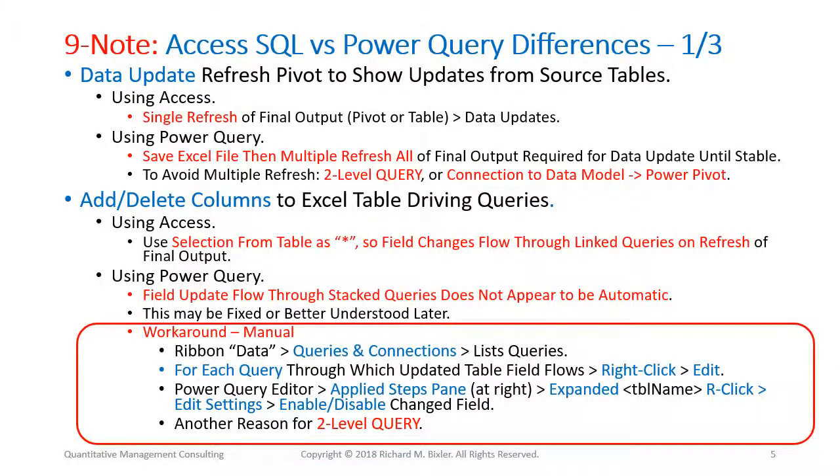To fix this, view the Queries and Connections panel in Excel via Ribbon Data, Queries and Connections. Then for each query that any updated Excel table flows through, right-click the query and select Edit. In the PowerQuery Editor, in the Applied Steps pane at right, right-click each expanded table name, for example, an entry called Expanded TBL BOM, then Edit Settings, then Enable or Disable Changed Fields. A two-level query structure limits the amount of work required. Very inconvenient for PowerOpI, which has field changes frequently, but okay for analysis of static data though.